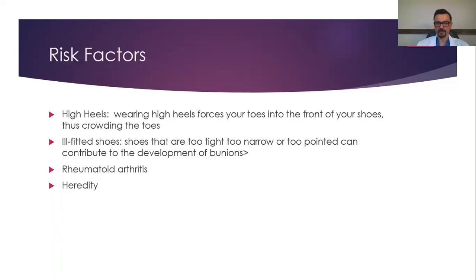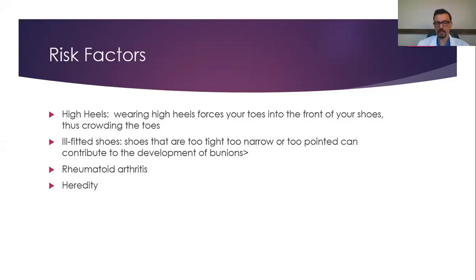So some of the risk factors. When we talk about high heels or ill-fitted shoes, which are tight-fitted shoes, or toe boxes that are too narrow that push and squeeze the toes towards the front of the shoe, it aggravates the bunion per se. So there has to be some type of inherited foot type that predisposes instability of the great toe joint to shift over towards the small toes and thus develop a bunion itself.